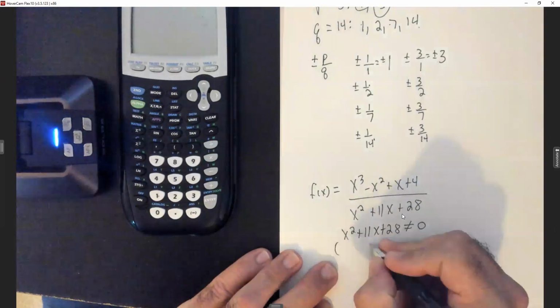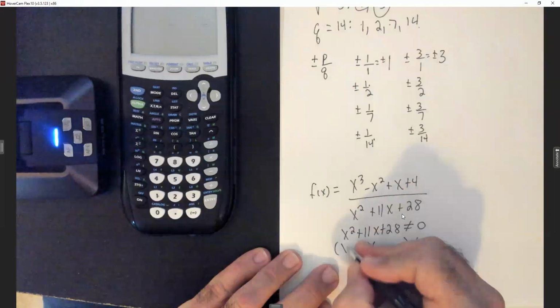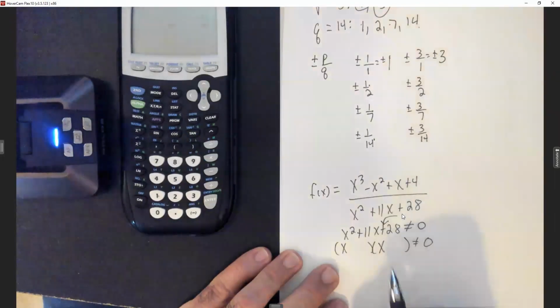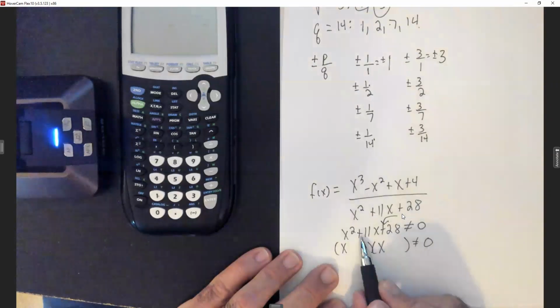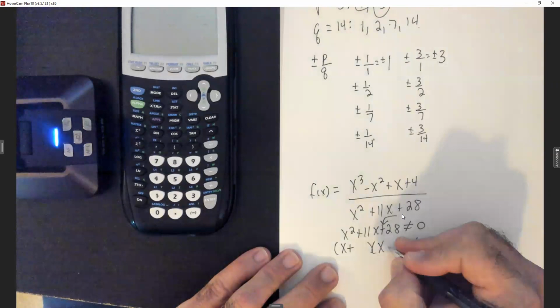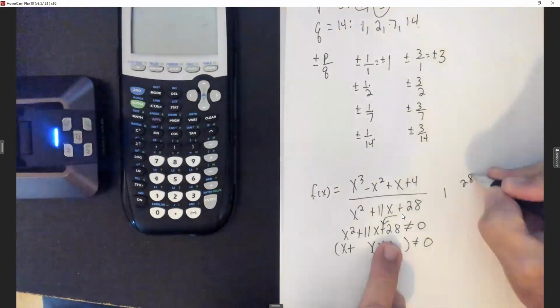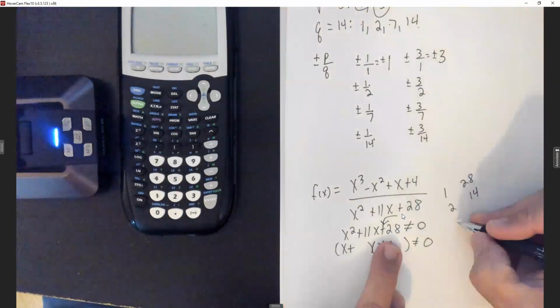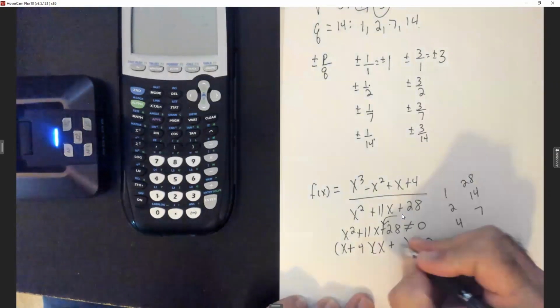So x squared gives me an x and an x. The last number is positive. So anytime the last number is positive, both of these factors have the same sign as the middle number. So they're both going to be positive. All right, let's see. 1 times 28 is 28. 2 times 14 is 28. And 4 times 7 is 28. The one that adds to 11 is 4 and 7.